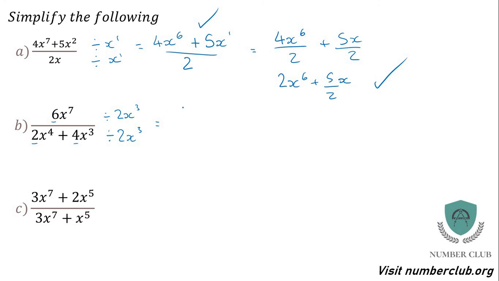6 divided by 2 is 3, x to the power of 7 take away 3 is 4, over 2 divided by 2 is 1. X to the power of 4 take away 3, which is 1. So we're going to get 1x to the 1, if you wanted to call it that. 4 divided by 2 is 2 with a plus, and x cubed divided by x cubed is going to be missing. Okay, so we'll get x to the power of 0, which is just 1.